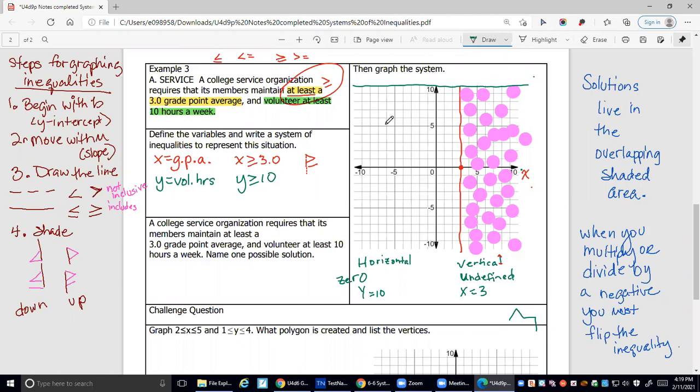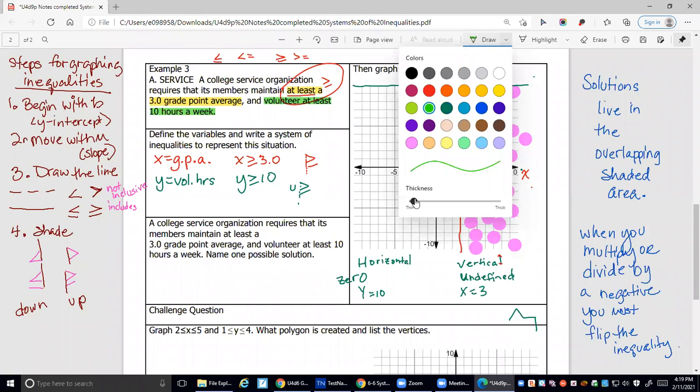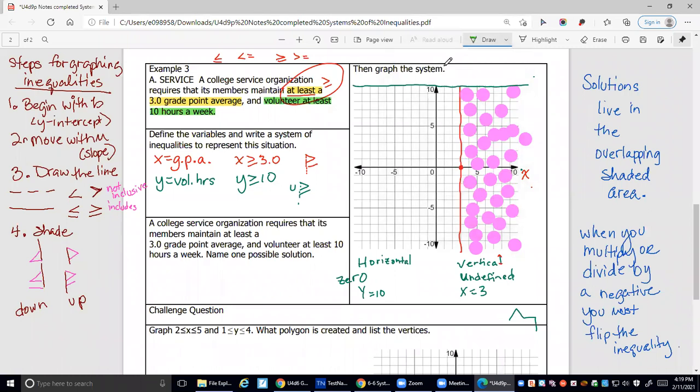Okay. And we know that our inequality is greater than or equal to, so we can make a P out of that. That's for up. So I'm going to shade up. And so I just shade up. Okay. And I'm also going to extend my little red line.